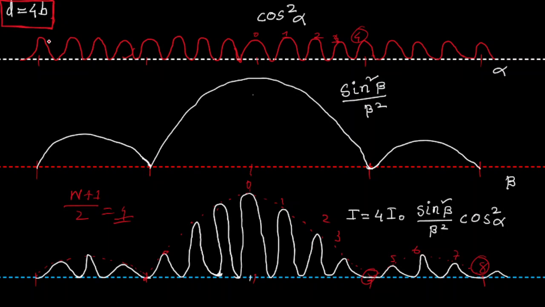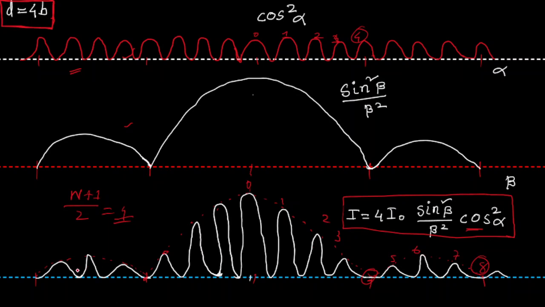So in that case, if we want to draw the intensity distribution of the diffraction pattern, we have two terms. One term is associated with the single slit diffraction pattern, and another term is the interference intensity distribution. In the first graph, I have drawn cos square alpha versus alpha. It will look like this. In the second graph, I have drawn sine square beta by beta square versus beta. It will look like this. When you multiply these two, this will give you the final intensity distribution of a double slit experimental setup.